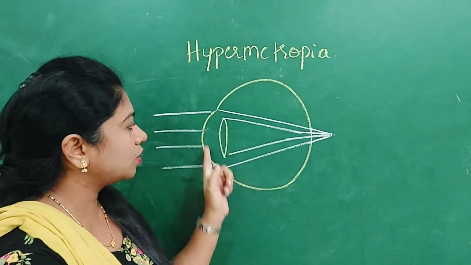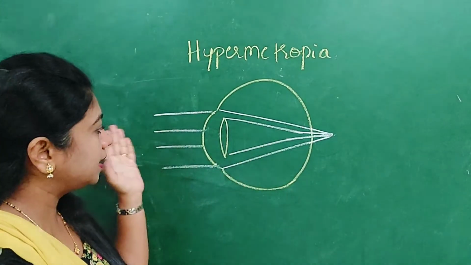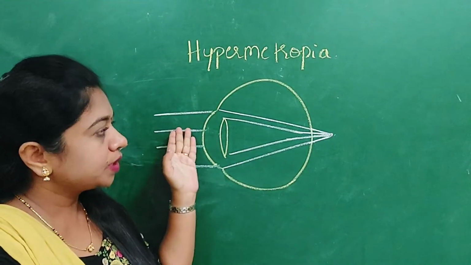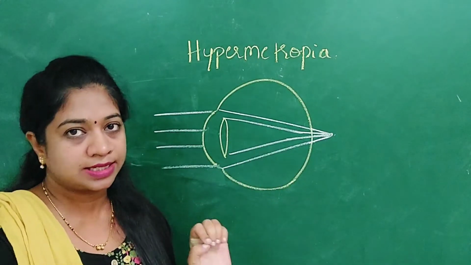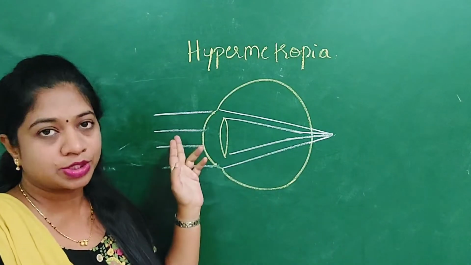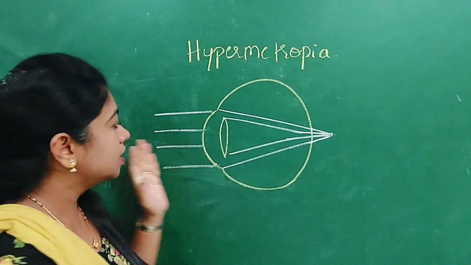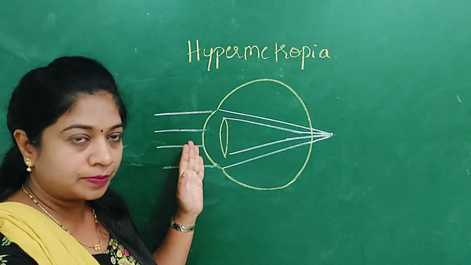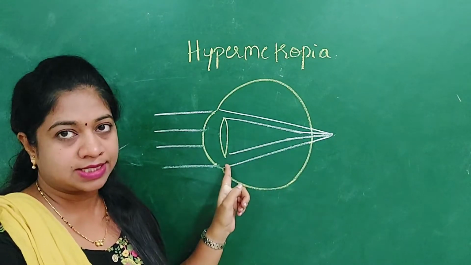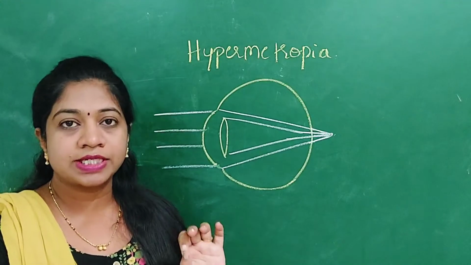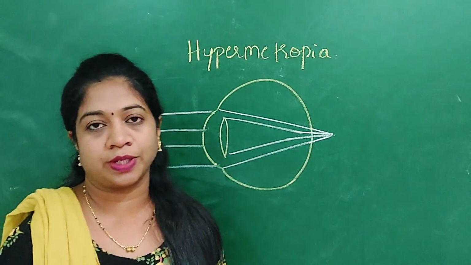So this is the eyeball, cornea and the lens. These are the light rays which are coming from infinity and are getting converged behind the retina when the accommodation is relaxed. So let me explain the definition of hypermetropia once again with the diagram. The parallel rays of light which are coming from infinity are focused behind the retina when the accommodation is relaxed. So that is the definition and the optical diagram for hypermetropia.